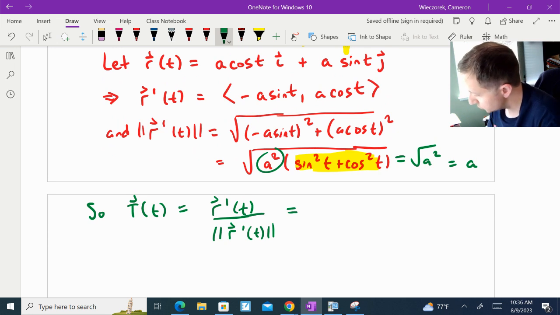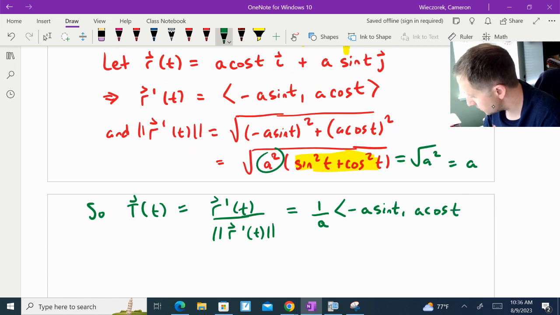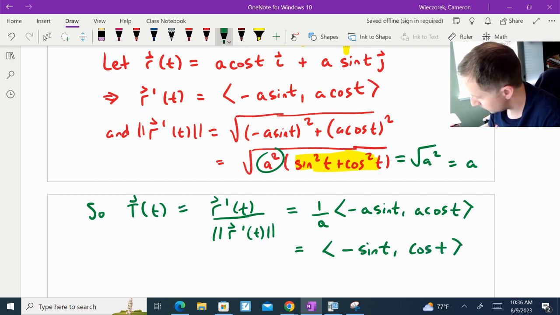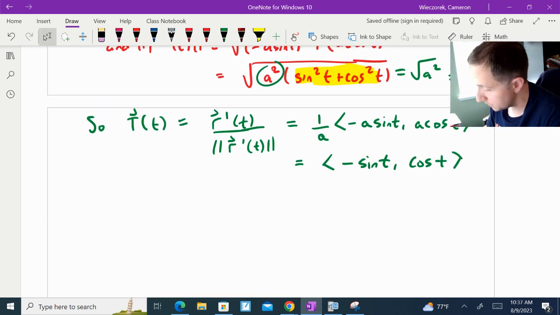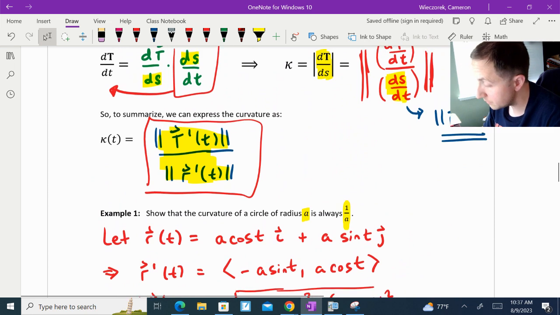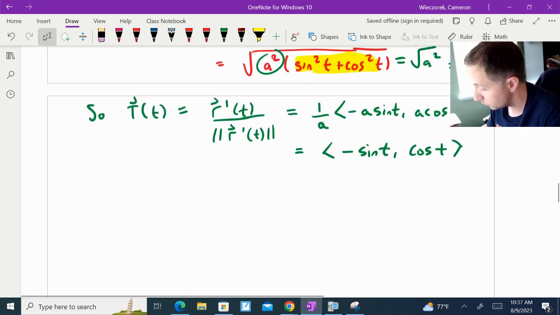And so our magnitude was A, so this would be 1 over A times the tangent vector. Notice the A's end up canceling out, so we just end up with negative sine T, cosine T. Okay, so now what do we need? Let's look back up at our curvature formula. We need the derivative of that unit tangent vector because we need to take the magnitude of the derivative.